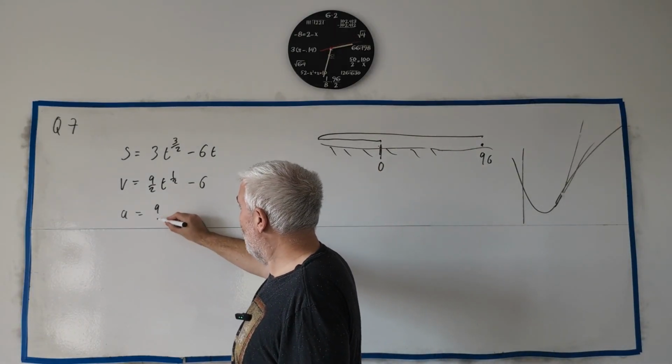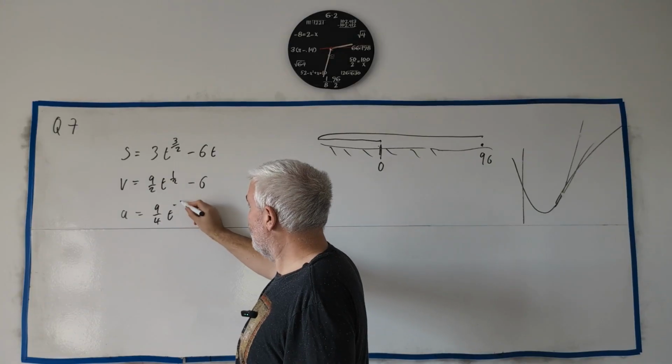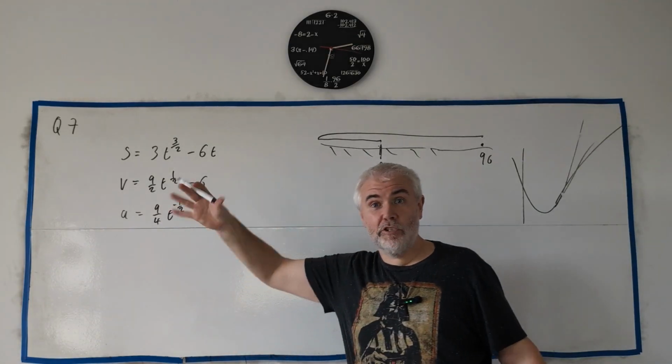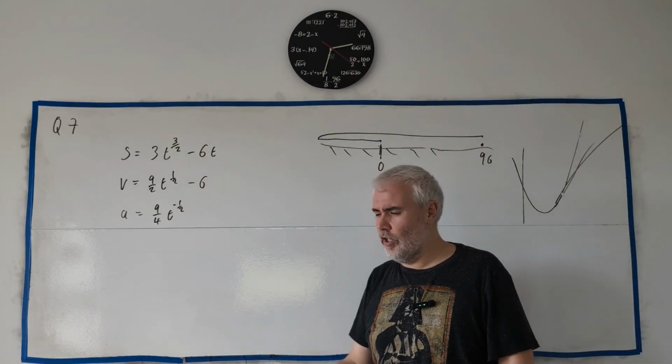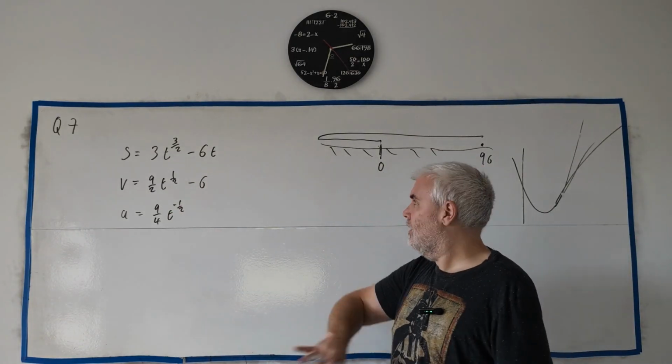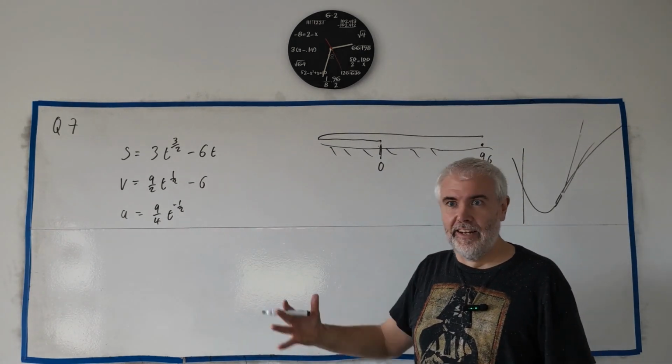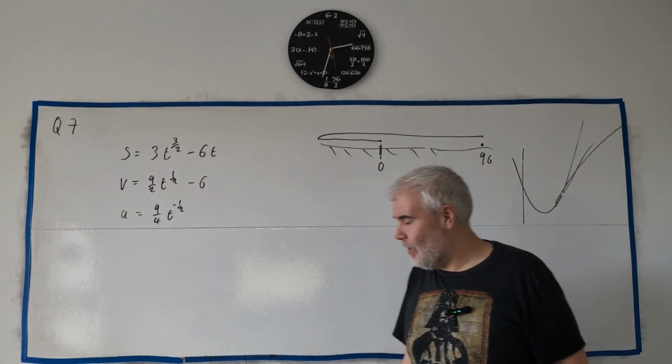I would write 9 over 4 t to the power minus a half. I would just always have my s, v, and t. Even if it was a simple question that you could have used equations of motion, always use differentiation and integration. This will be helpful in the second part.